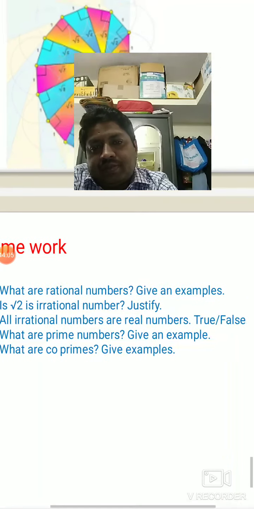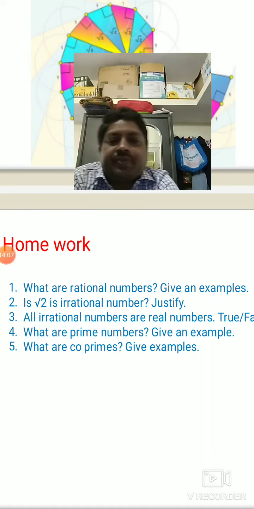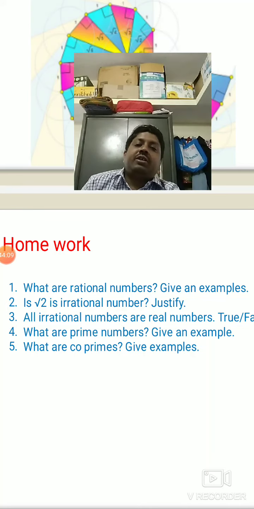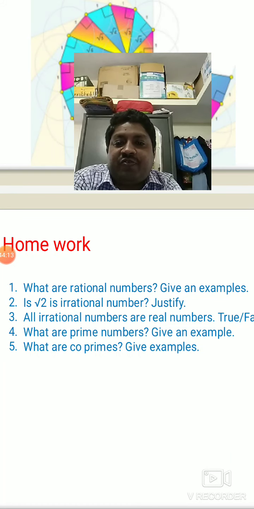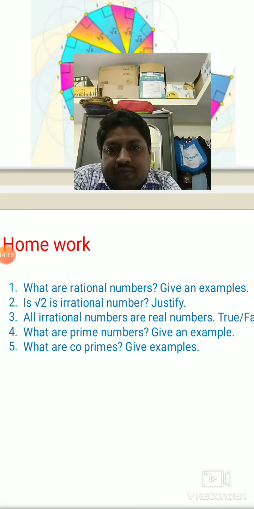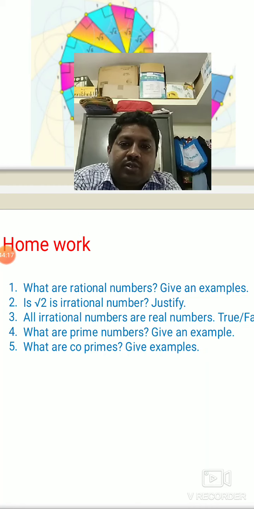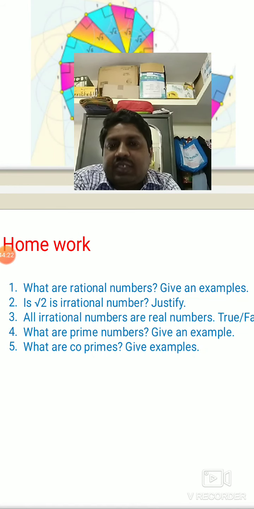Write down. I have done the homework. See children, do not worry about mathematics, the fear of mathematics. Everybody has a fear that mathematics is difficult, so do not worry. We'll make you learn the easy method of finding, and first you understand the concept. Then no need to worry about the other things. Other things will come automatically.